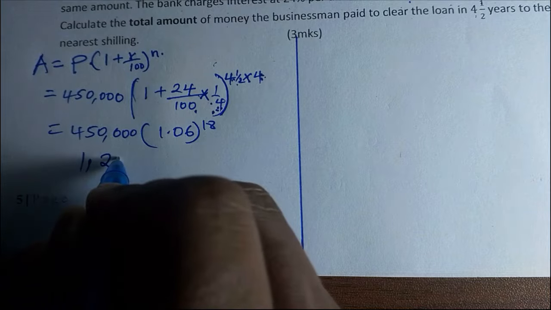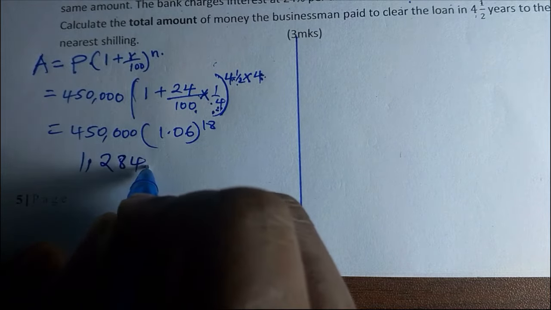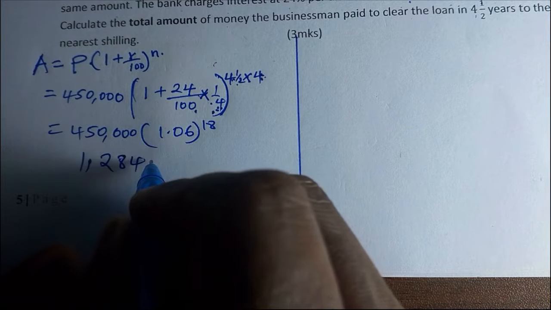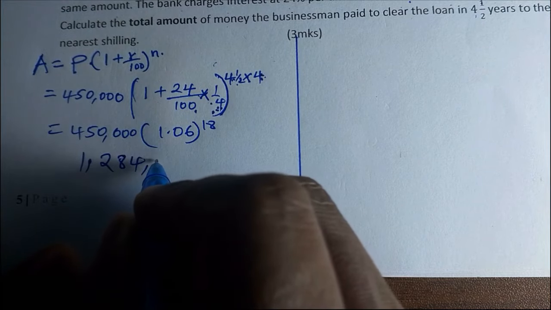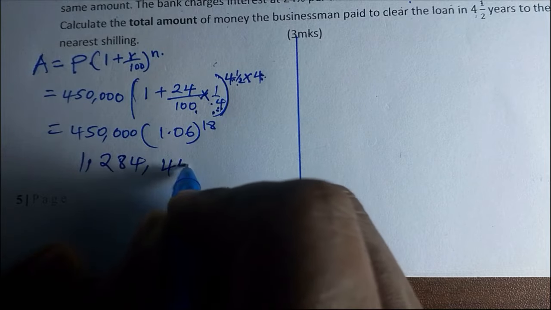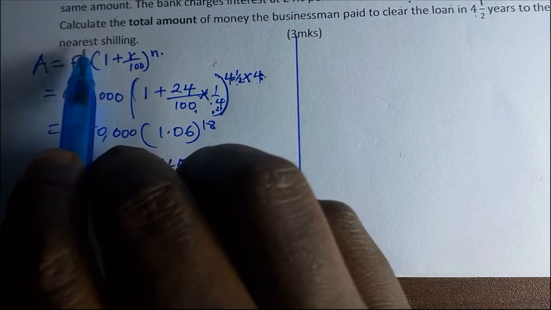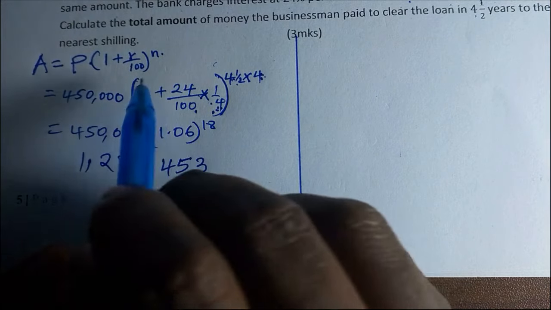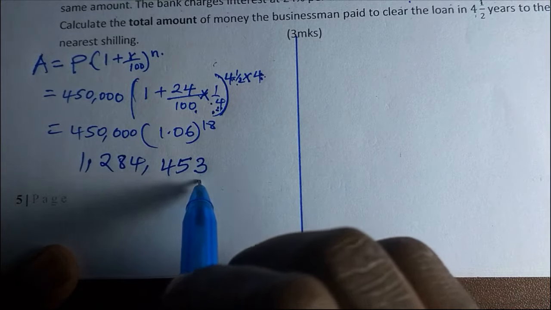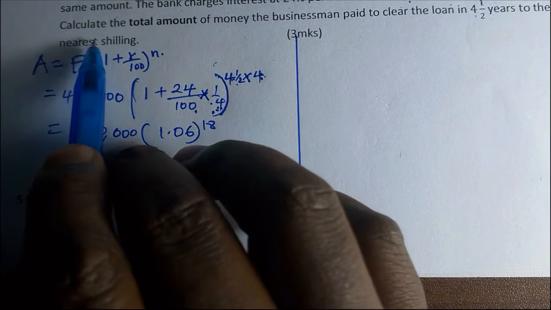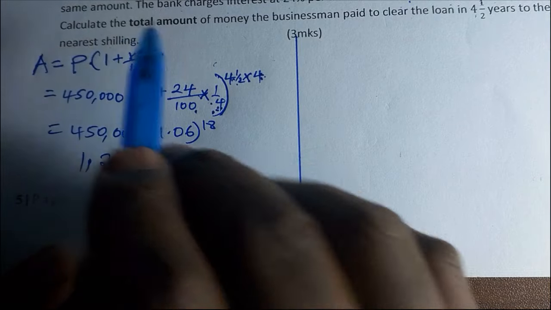1.284, that's 1.2 million. So you realize it is going to give you 2 point some decimals. You were told to round off to the nearest shilling. If you don't round, you will not score these marks.